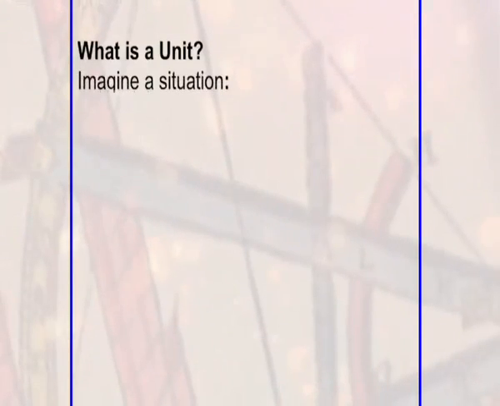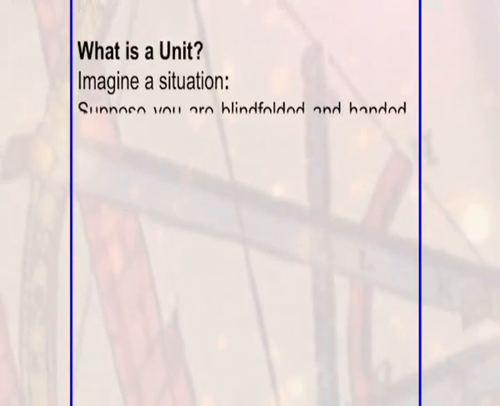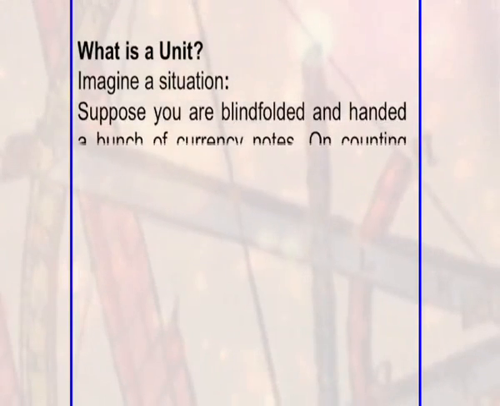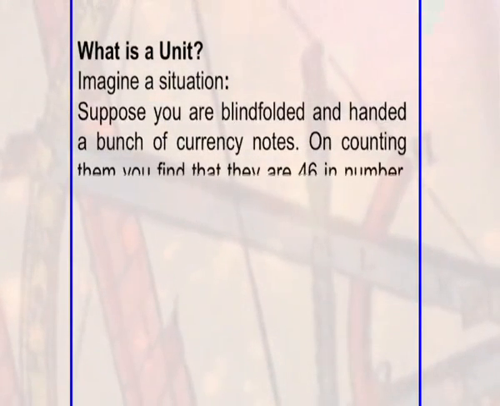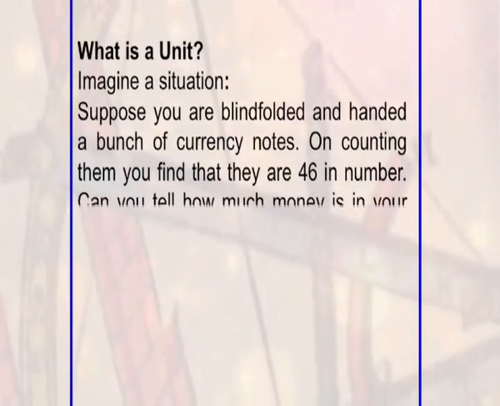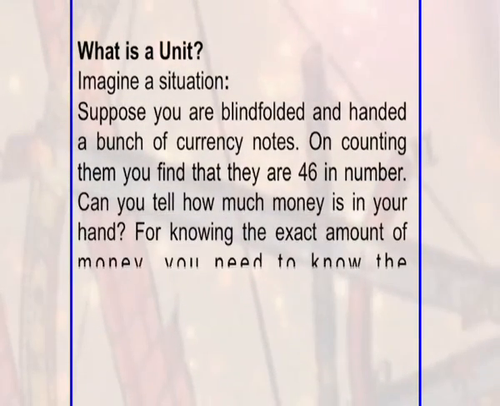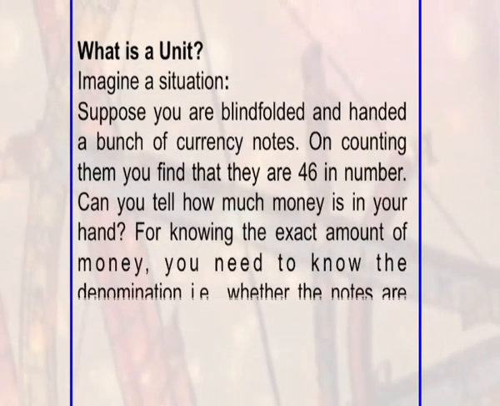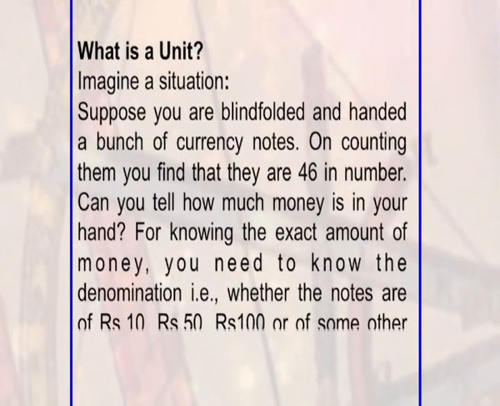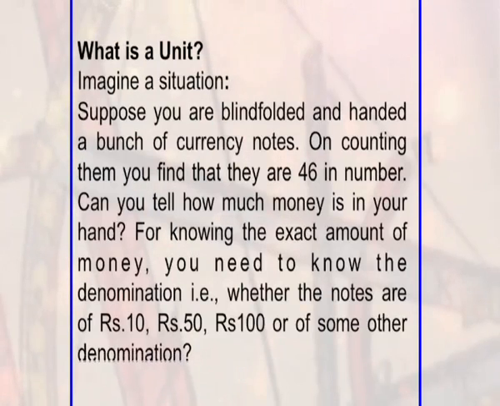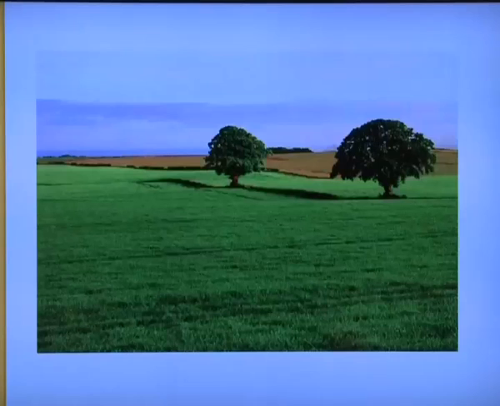First, you imagine a situation. Suppose you are blindfolded and handed a bunch of currency notes. On counting them, you find that they are 46 in number. Can you tell how much money is in your hand? For knowing the exact amount of money, you need to know the denominations. That is whether the notes are rupees 10, rupees 50 or rupees 100 or some other denominations.